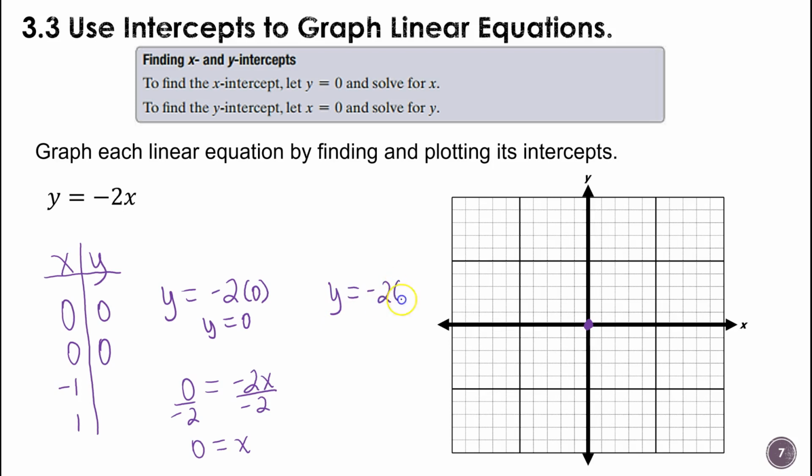y equals -2 times -1. So that would give me 2. y equals -2 times 1. That gives me -2. So we've already graphed the point 0, 0. Then I have -1, 2. I have 1, -2. And that is our line for this equation.